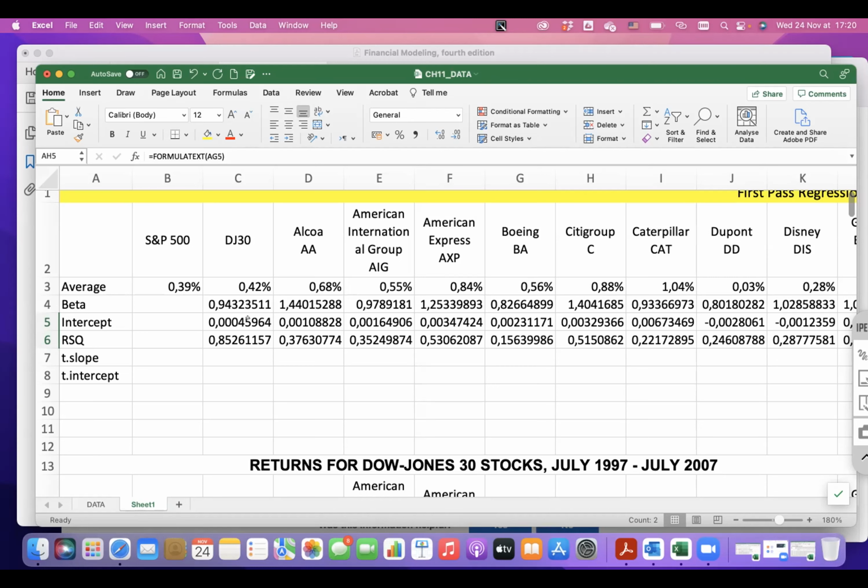Now, how to find the t-slope? Unfortunately, Excel doesn't give you a t-slope or t-intercept function. So you have to use the Visual Basic editor. For me, I have already these functions, but how can you implement these functions in your Excel? So please open a new Excel file.